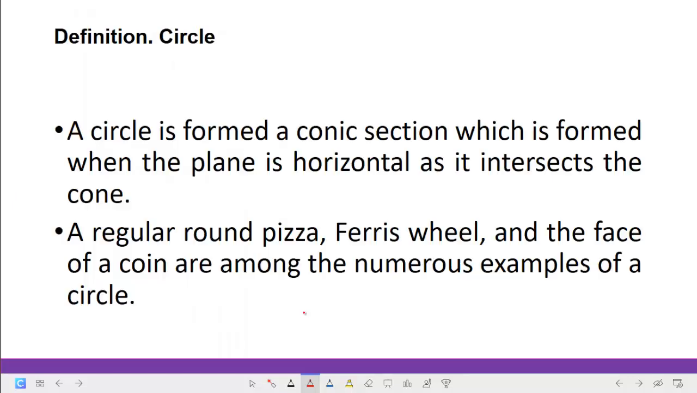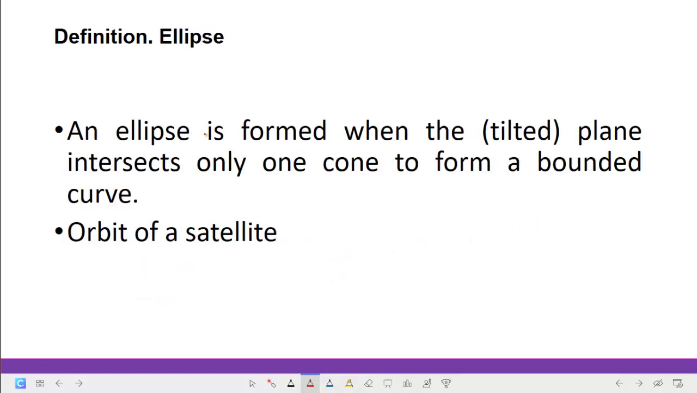So a circle is a conic section which is formed when the plane is horizontal. So paano siya pahigda as it intersects the cone. A regular round pizza, Ferris wheel, and the face of a coin are among the numerous examples of a circle. Yes. An ellipse naman is formed when a tilted plane intersects only one cone to form a bounded curve. An example of that is an orbit of a satellite.